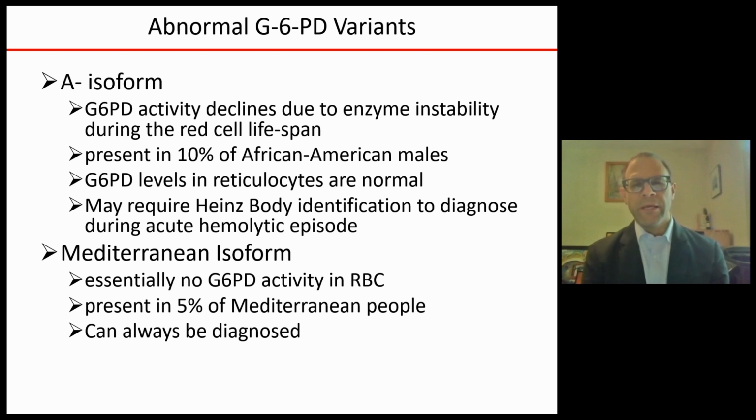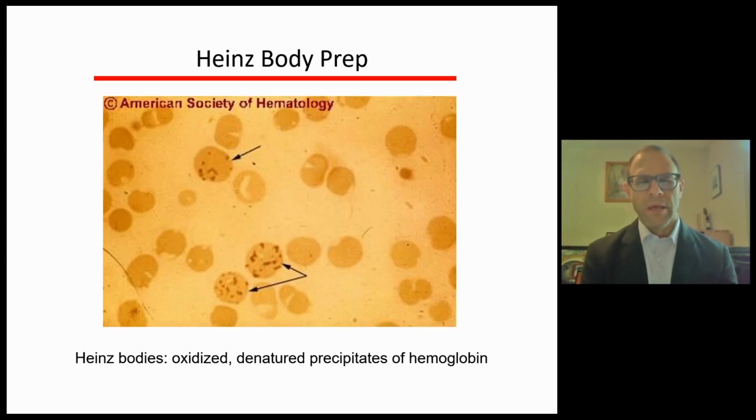And so it can be difficult to diagnose this disease during an acute flare if the older red blood cells without G6PD have hemolyzed, leaving only younger red cells with G6PD. In that situation, we need to get a Heinz body preparation of a blood smear to see if there are Heinz bodies present. This is a smear showing the Heinz bodies, which are hemoglobin precipitates.